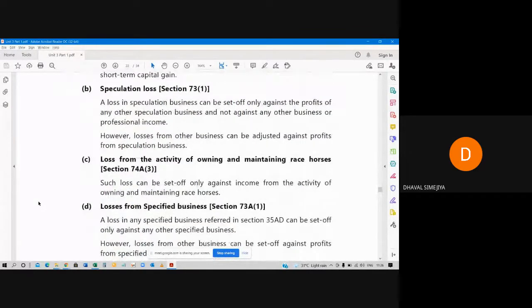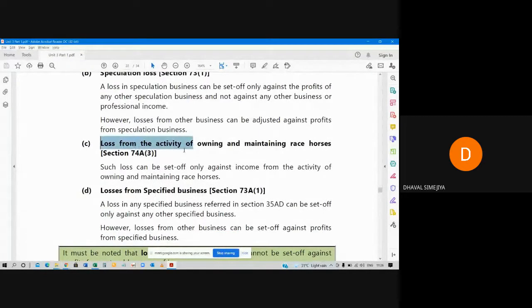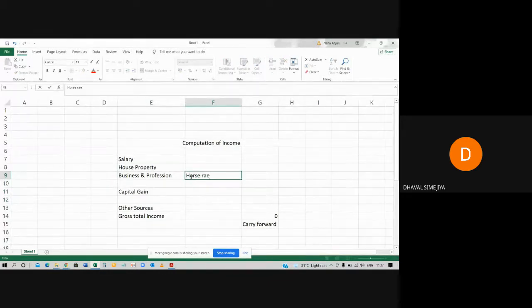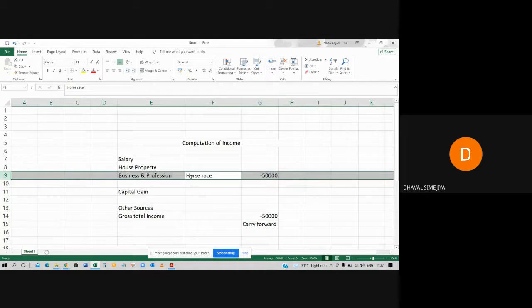Third point, loss from the activity of owning and maintaining horse race. Such loss can be set off only and only against income of the activity of owning and maintaining racehorses. Chalo. Now, I have only one business, that is horse race. For example, I am facing loss of 50,000 rupees. So this loss cannot be set off from any other business. This will be set off only and only against horse race income. This can't be set off from any other business.